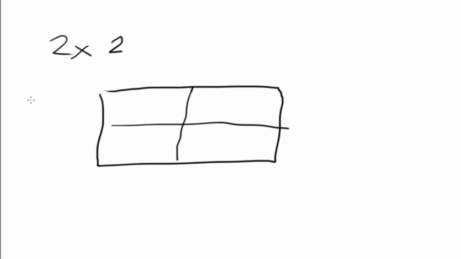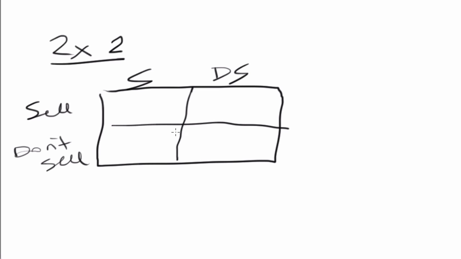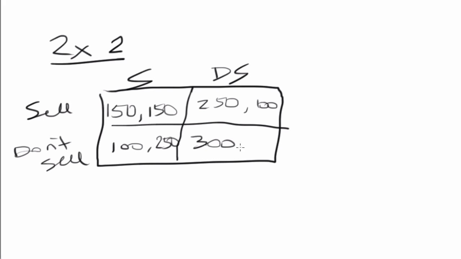So let's do an example. An example may be that we want to sell a house, or we don't want to sell a house. And the payoffs of this might be 150, 150, 250, 100, 100, 250, 300, and 300. You may be asked on the AP Micro exam to solve for this game.